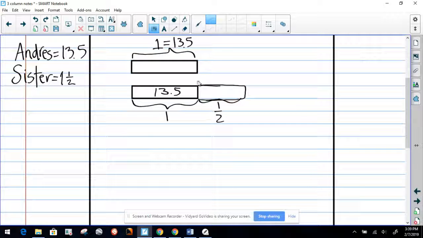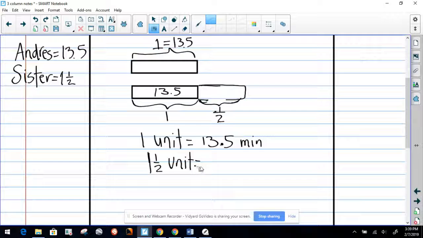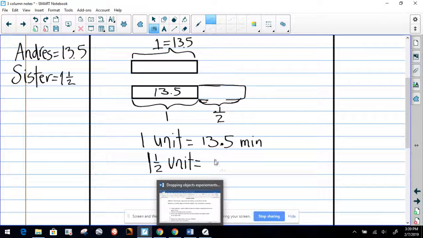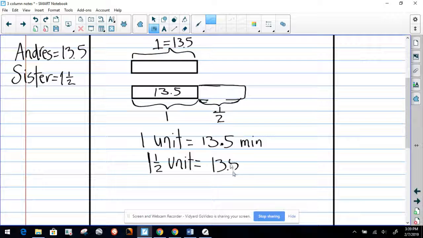Okay, let me show this correctly. I don't like that. So let's do this. This is one half. Okay, so now you know that 1 unit equals 13 and 5 minutes, right? So now we're gonna say how much is 1 1/2 of a unit. So that means it's going to be 13.5 times 1 1/2. So that's how you would solve this problem.